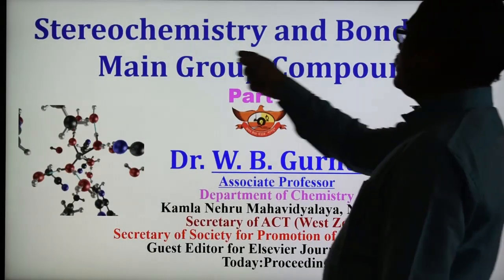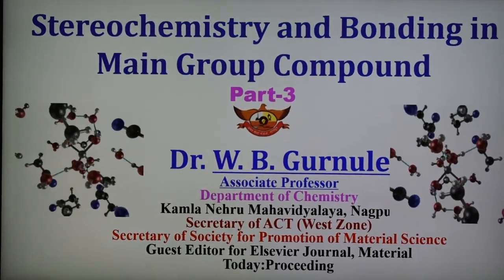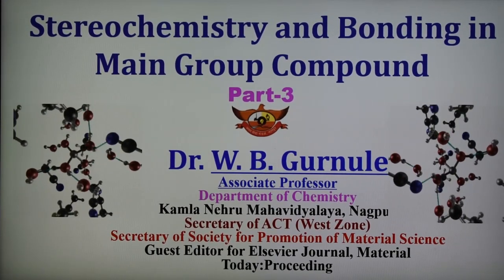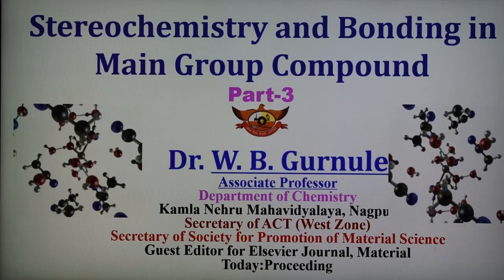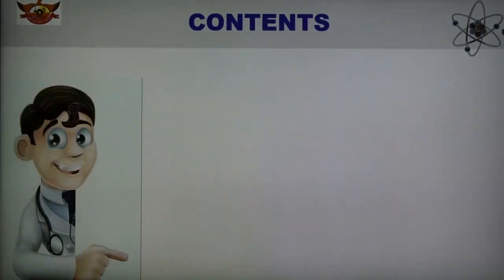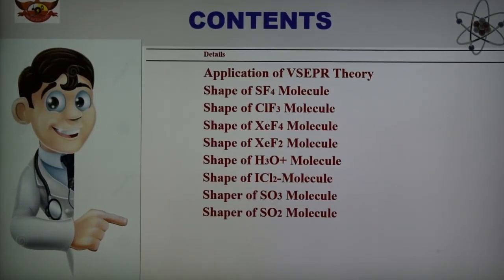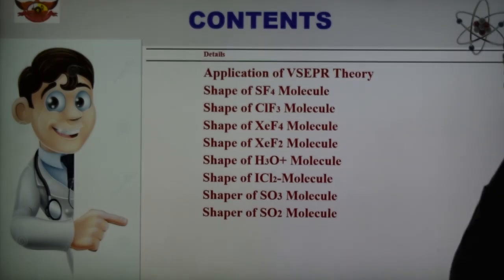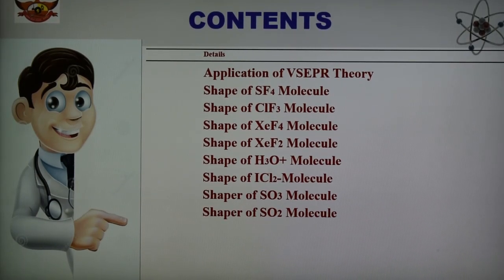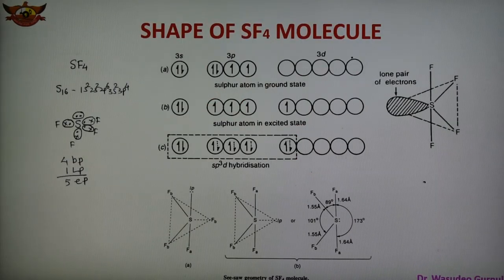So the topic is stereochemistry and bonding in main group compounds, and this is part number 3 of the VSEPR theory. Here today we are discussing some examples, that is applications of VSEPR theory. In this case the shapes of SF4, ClF3, XeF4, XeF2, H3O plus, ICl2 minus, SO3, SO2. We are taking the geometry of all these examples. And now the first molecule is the SF4 molecule.